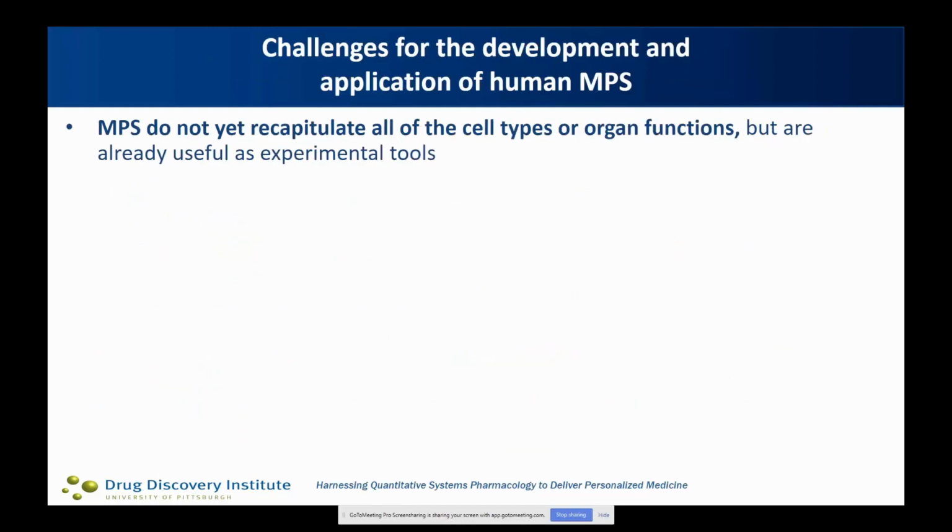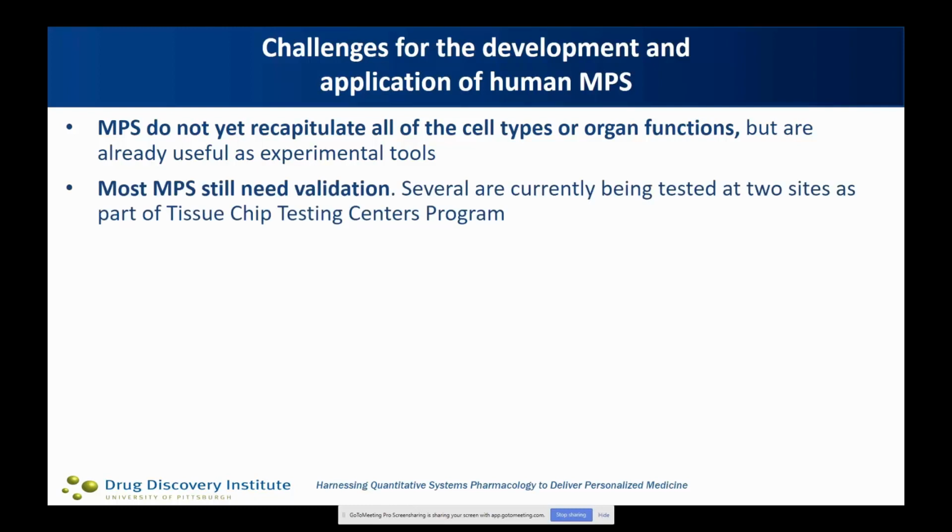So some of the challenges associated with this is that none of these models is perfect. They're models. There's certain things that they recapitulate about human physiology pretty well, and then there's certain elements of the models that really are not so consistent with human physiology. And one of the challenges is to determine what is the range of applicability of each of these models. Most of the models still need validation.